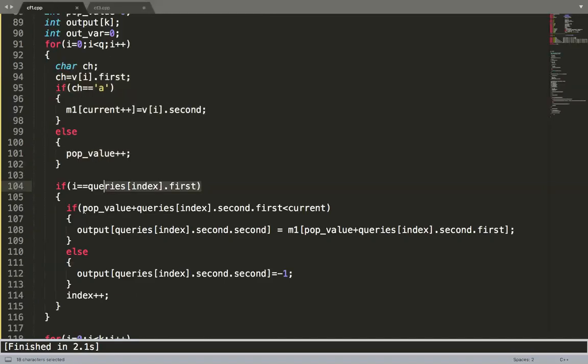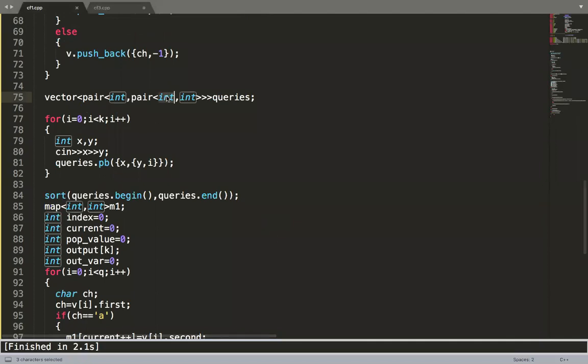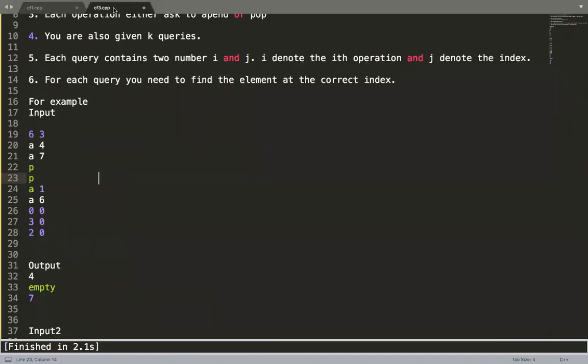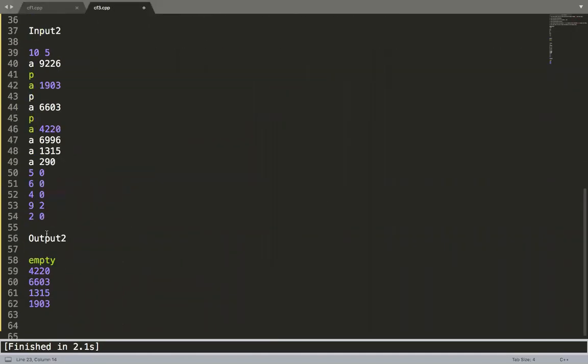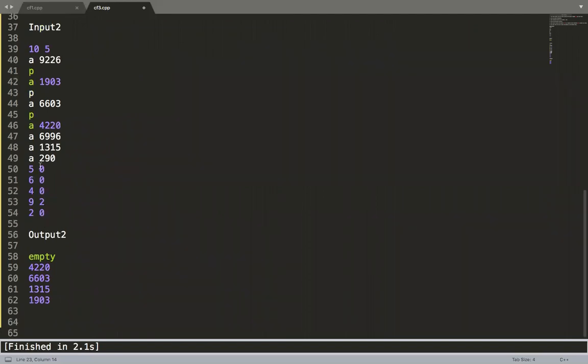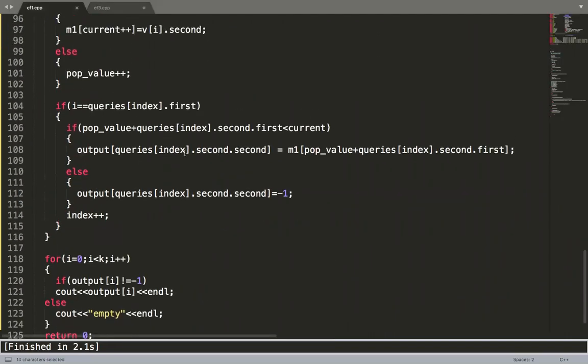So I'm going to check if pop value plus query index dot second dot first. What is second dot first? Second dot first is this value. This is second, and second dot first is int, which is equal to this 0, 0, 0, 2, 0. This is what I'm having in query index dot second dot first. If this is less than current, it means I'm having a queue greater than the size of what is required. So I'm going to store it into the output array.